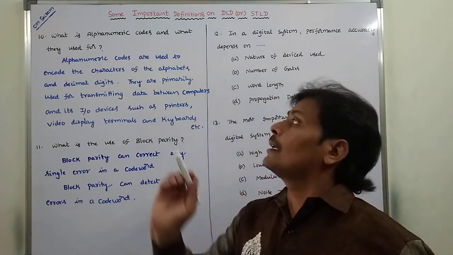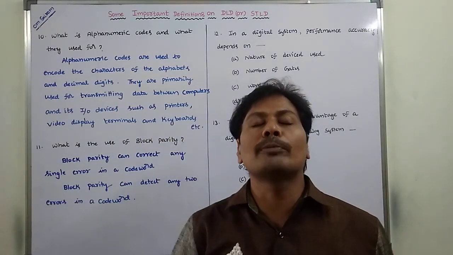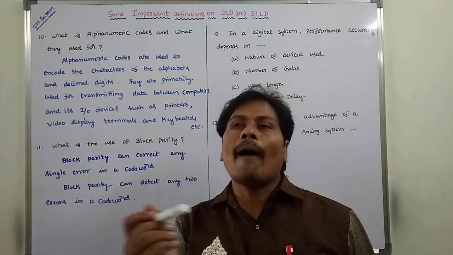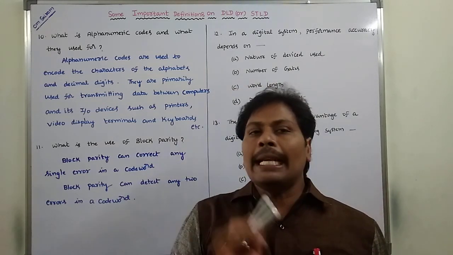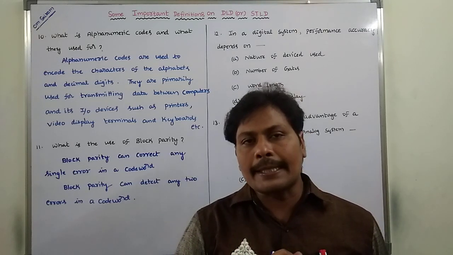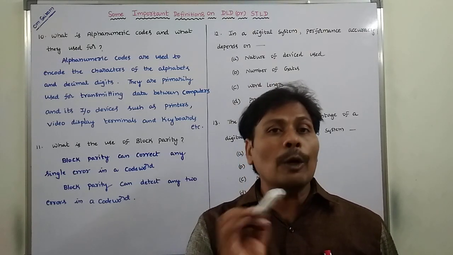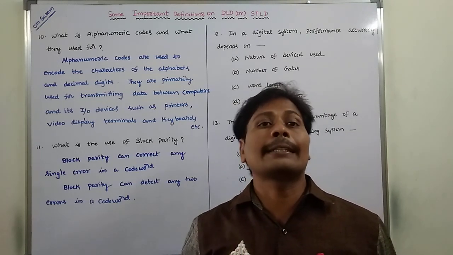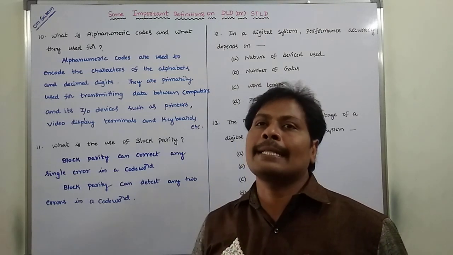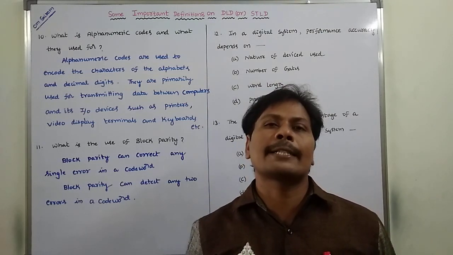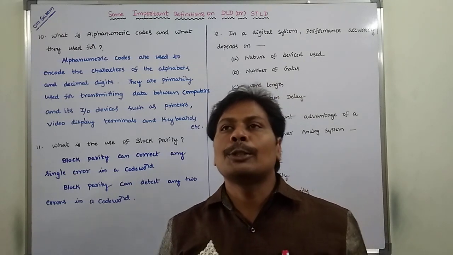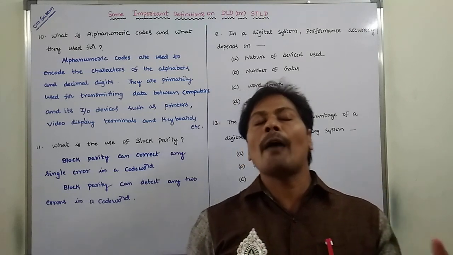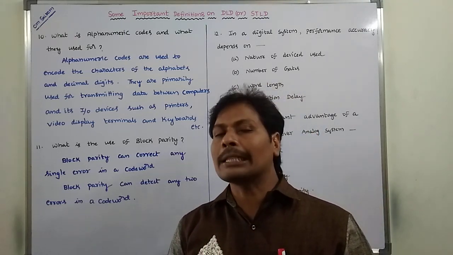Next one, what are alphanumeric codes, what are they used for, how are they classified. Mainly, alphanumeric codes are used for encoding the decimal digits that are 0 to 9 and letters of the alphabet, that is capital A to capital Z and small a to small z. To encode these characters and decimal digits, we have to use alphanumeric codes.